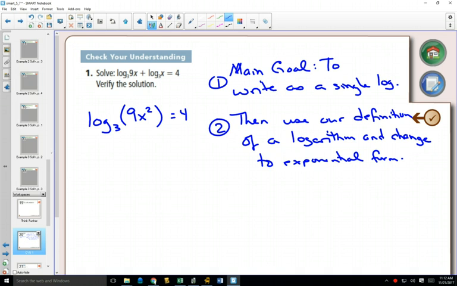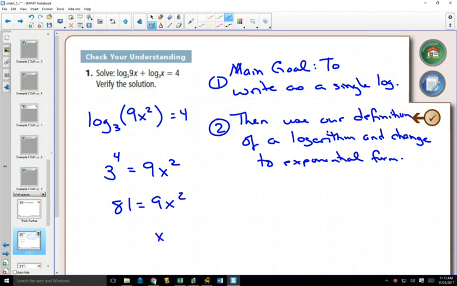You could write that without the brackets as well. I just put the brackets there. Now we have a single logarithm. That was our main goal. Once you've got your main goal, then you can use your definition of what a logarithm is and write it in exponential form. What's the base? What's the exponent? And the answer is 9x squared. And so what we've done is we've now changed it to a type of equation where the x is no longer inside the logarithm, and you can solve for this. 3 to the 4 is 81.